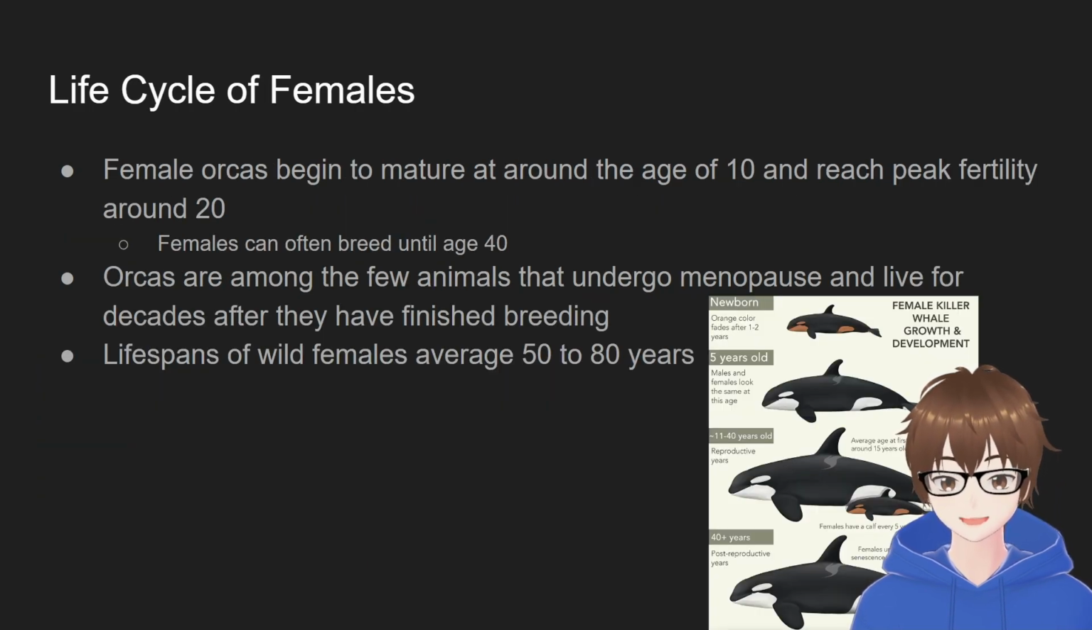So let's go over the life cycle of males, females, and newborns, because they're a little bit different. Female orcas begin to mature around the age of 10, and they reach peak fertility around age 20. Females often breed until the age of 40. Orcas are among the few animals that undergo menopause and live for decades after they've finished breeding. That's why we talk about the matriarchs, the eldest females, being the leaders. The lifespan of a wild female averages 50 to 80 years.